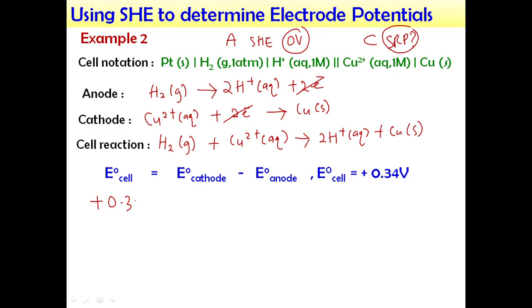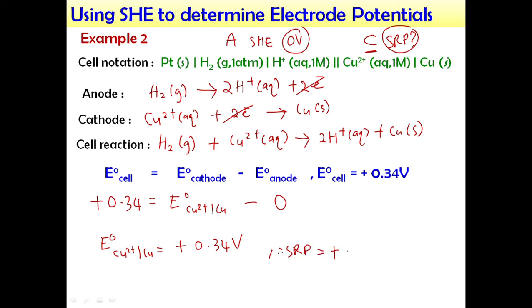Positif 0.34 sama dengan, okay, ini yang kita nak tentukan sekarang untuk cathode. Jadi this is E0 Cu2+ kepada Cu because reduction, minus E0 anode is SHE, so we know that this is 0 volt. Therefore, kita boleh terus dapat E0 Cu2+ kepada Cu sama dengan positif 0.34 volt. Okay, therefore, SRP value untuk copper adalah positif 0.34 volt. Dah siap for example 2. Okay? So, hopefully boleh lebih faham untuk SHE from this example.